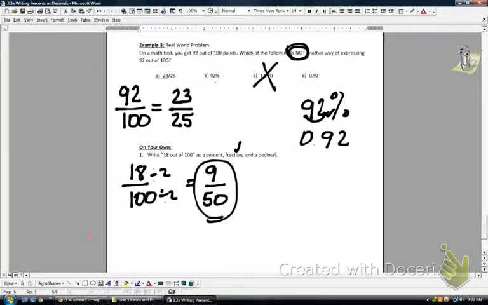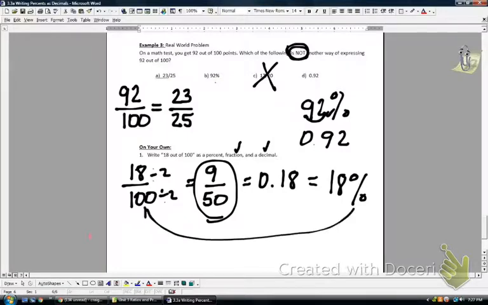Then as a percent, it's going to be 0.18, or actually that's the decimal, sorry about that. And then as a percent, 0.18 is the same thing as 18%. 18% is the same thing as 18 out of 100. So hopefully this feels like a review to you. We've done this before. If it doesn't, or if there's something that you're still confused on, please come see me in the morning and I will work with you on it.